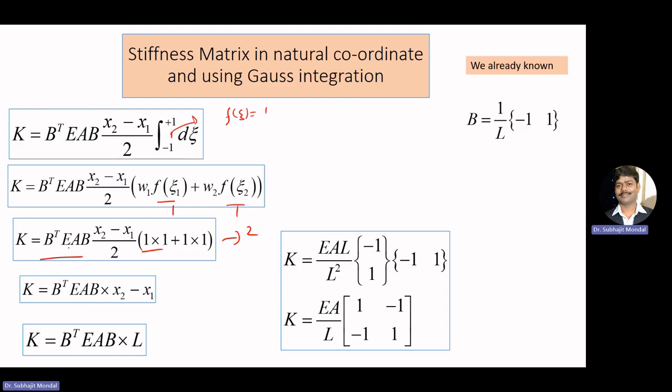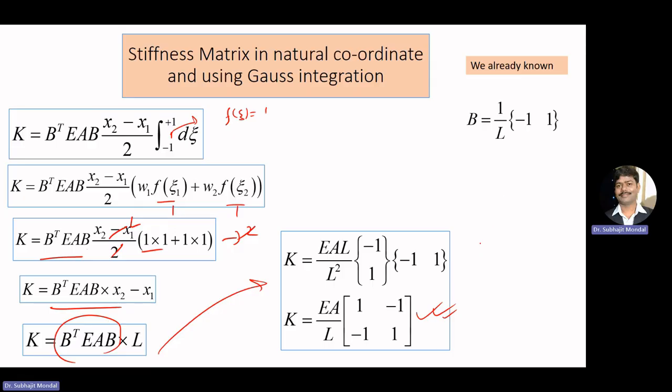So here we have B transpose EAB, and then we have L by 2, and here 2 will get cancelled out. So we will have B transpose EAB times L. So now if we do this multiplication, we can achieve this matrix. So this is basically the stiffness matrix of the 1D bar element.